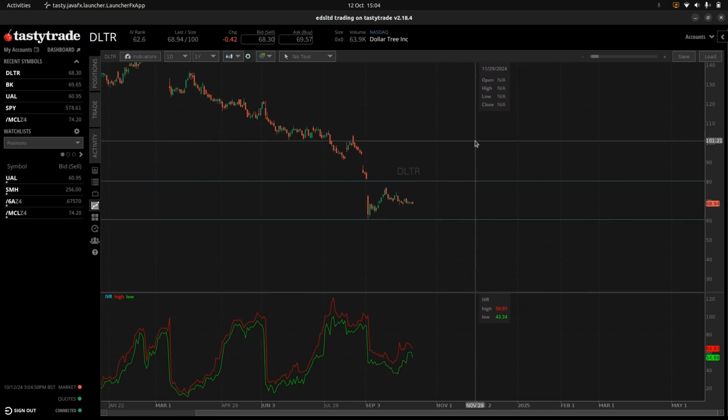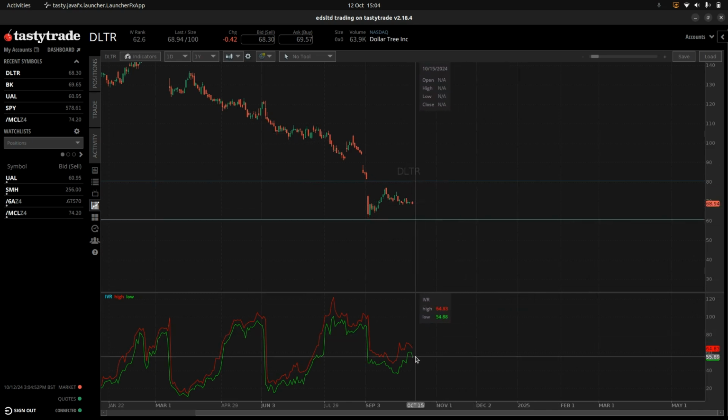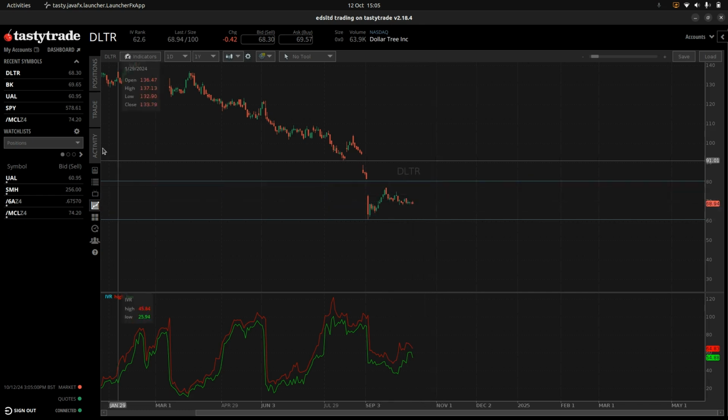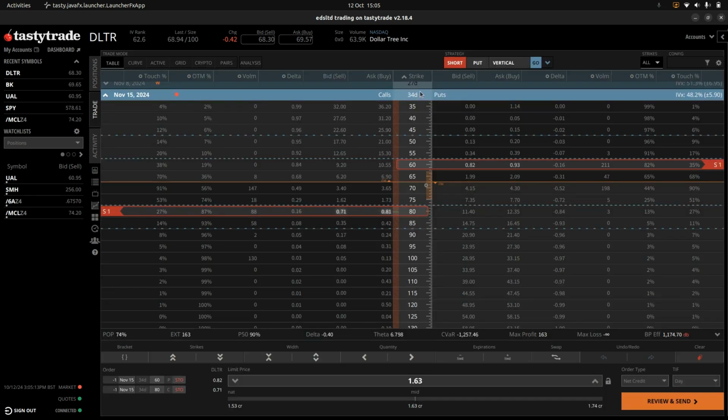And what we want to happen in this situation is we want the price of Dollar Tree to stay within this range. As long as it stays within this range, we'll be making money. And specifically, we want Dollar Tree to expire within this range. And when is it going to expire? 34 days out in time.